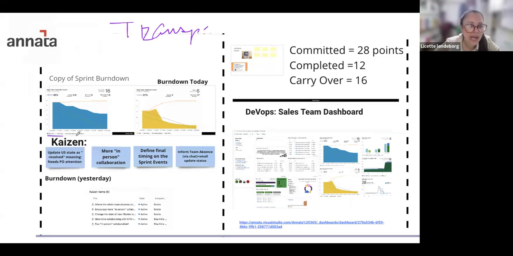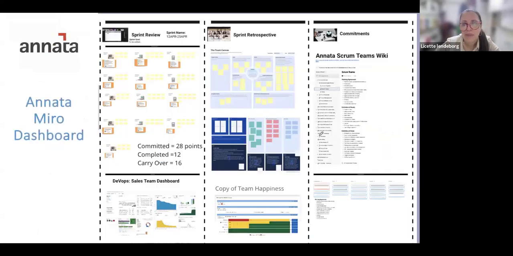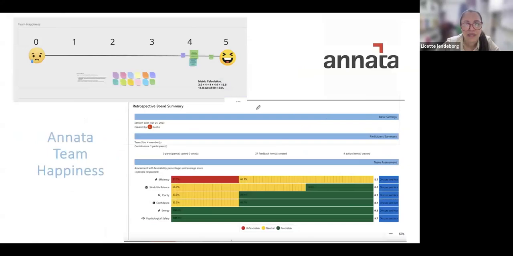One more time, the Kaizen actions to improve. This is the burn down chart, dashboards. And that's it. That's more things that I'm not going to explain. A lot of indicators and information, strategies, how many days left, and so on. One more time, zooming in, and this is the team happiness. Are you guys happy? Yes.